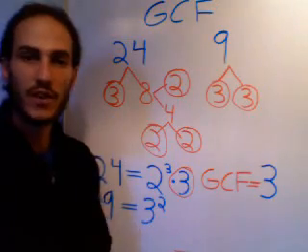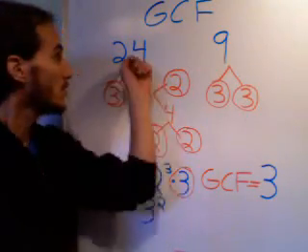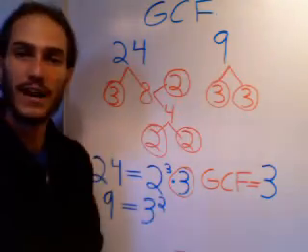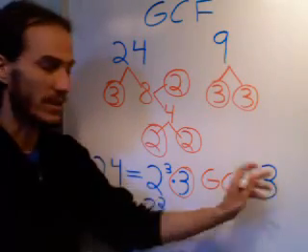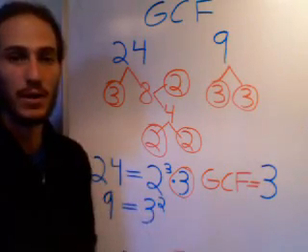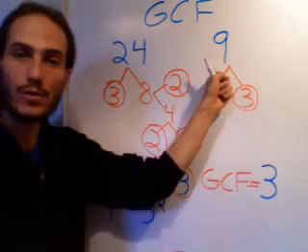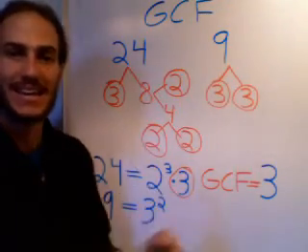And there you have just found the GCF between two numbers, 24 and 9 in this case, and that is 3. Again, that's the biggest number that you can divide out of 24 and out of 9 evenly.